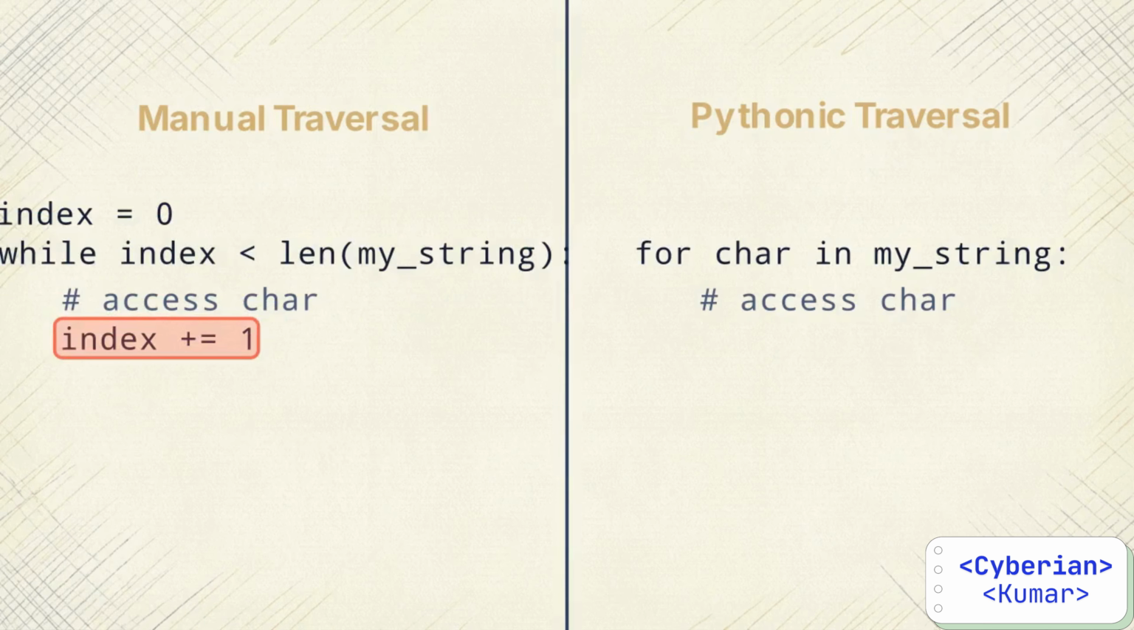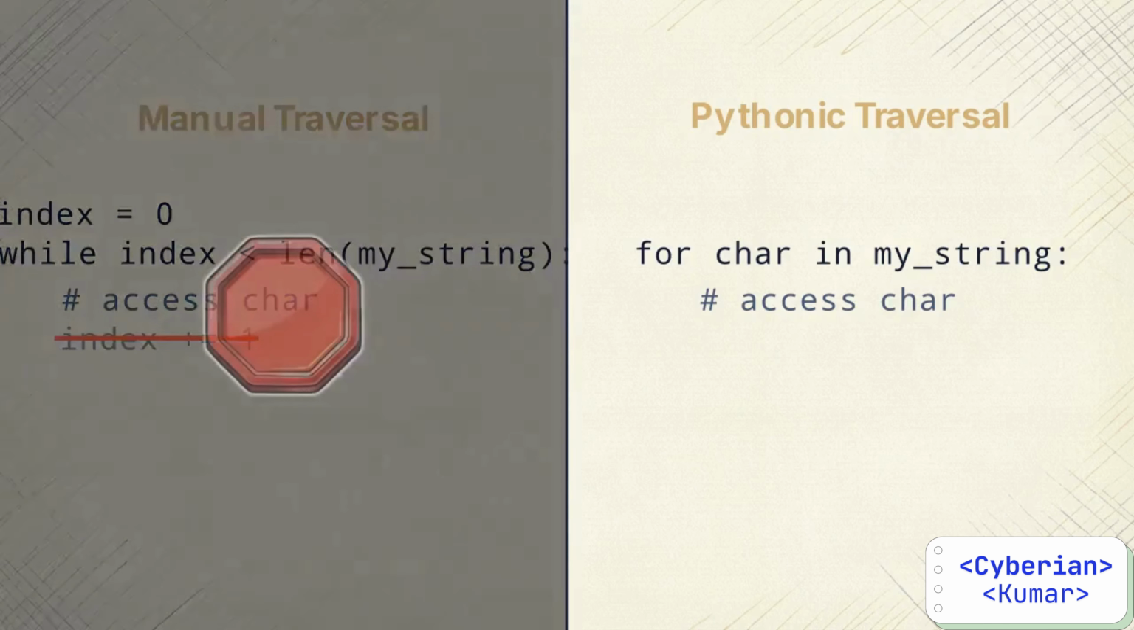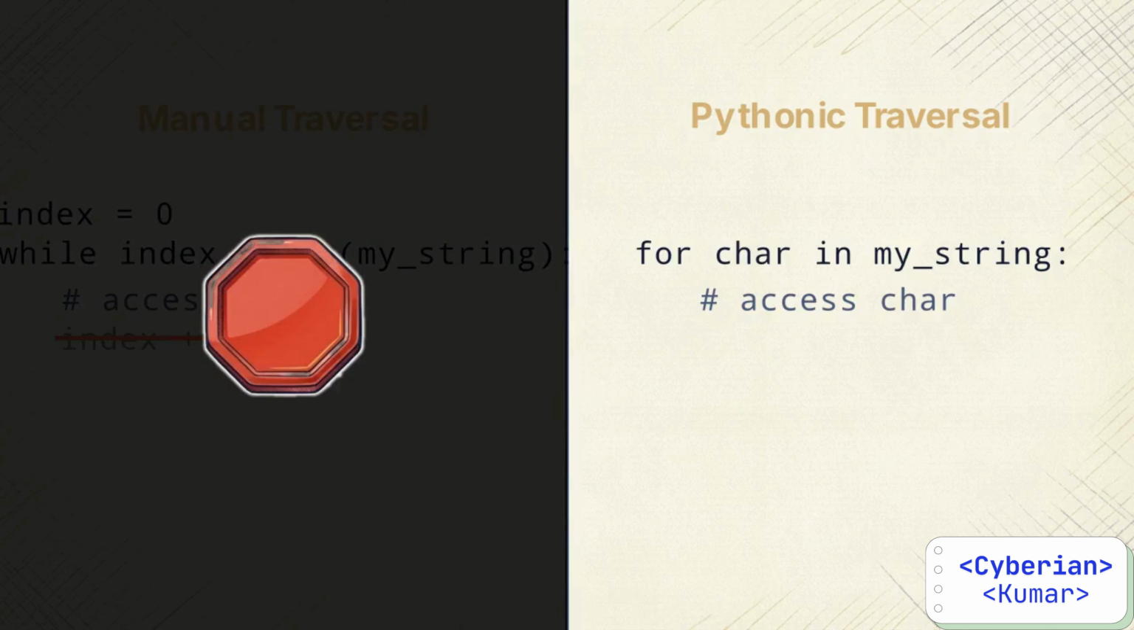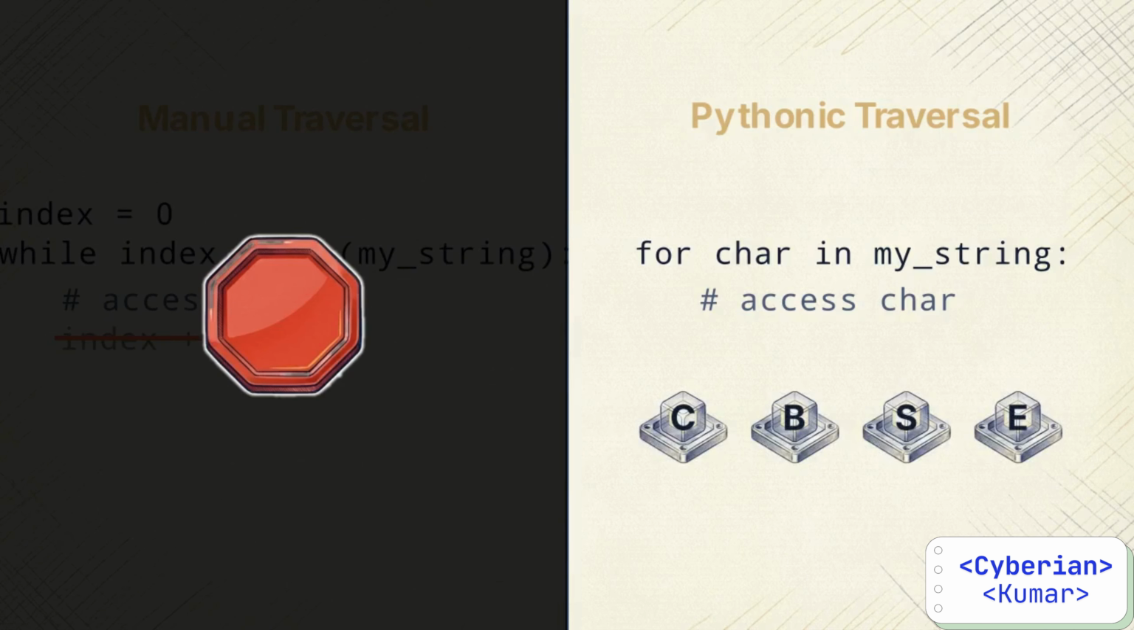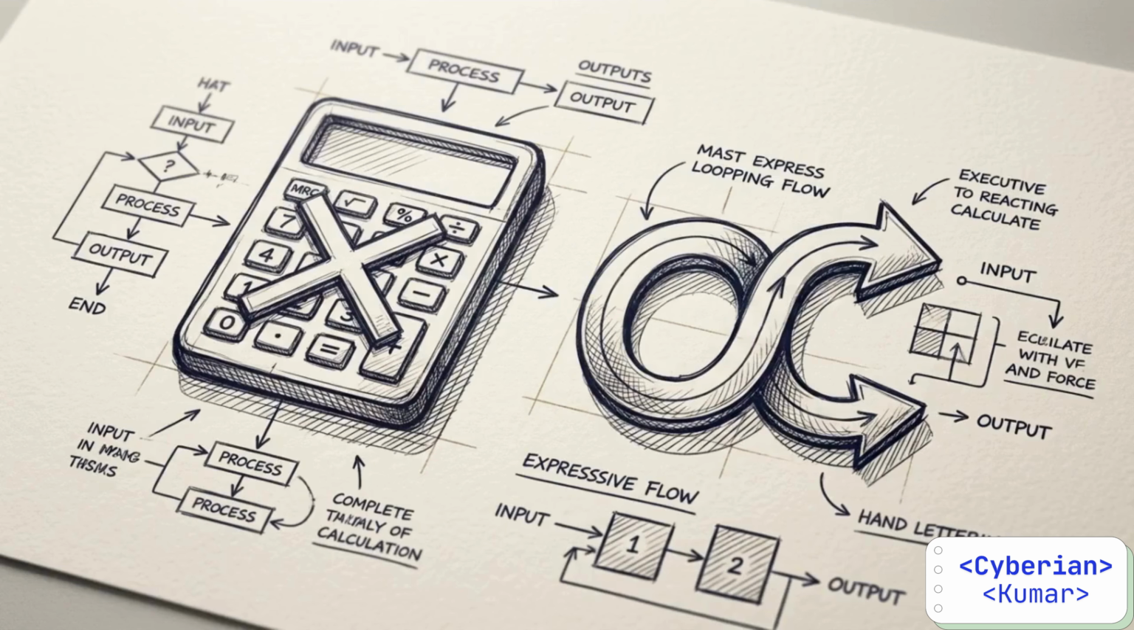If index plus equals 1 is omitted, it creates an infinite loop or off by 1 error, crashing the program. The Pythonic for loop avoids this by interacting directly with the sequence objects. It automatically asks the string for its next character until the sequence ends. This native iteration eliminates the need for manual coordinate math. By removing the integer tracking entirely, we drastically reduce human error in the architecture.